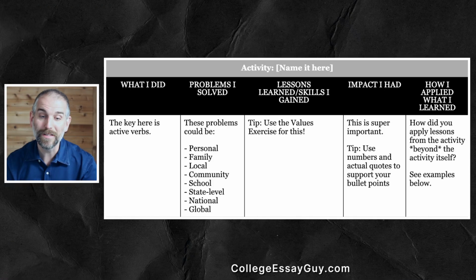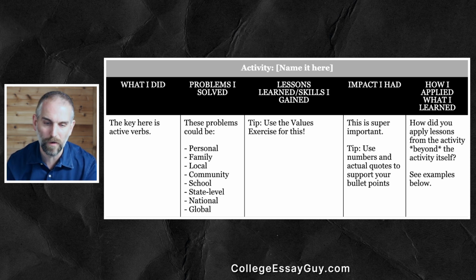Why? Because you're probably writing about an extracurricular activity. So what is this BEABIES exercise? Take a look. It's a simple chart, which you'll find below this video, and you'll walk through all of these columns. Should take you like 15, 20 minutes. Start with, what did you do? You can basically put in terms of active verbs, what did you do?